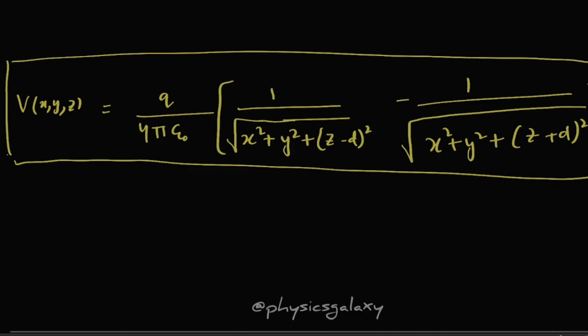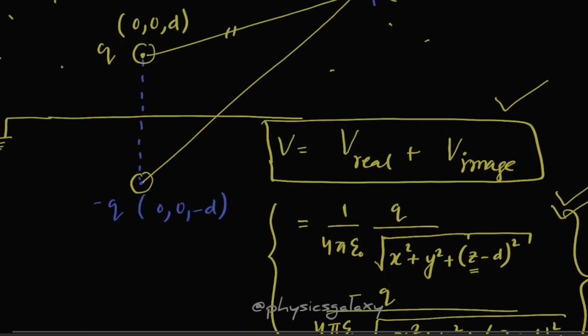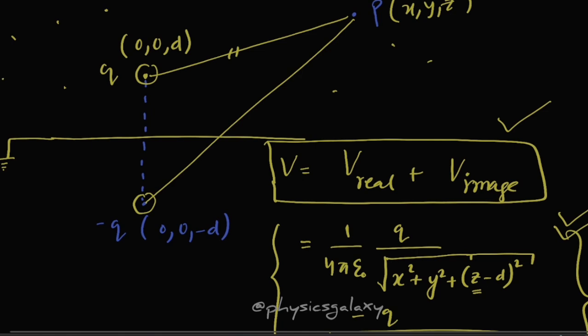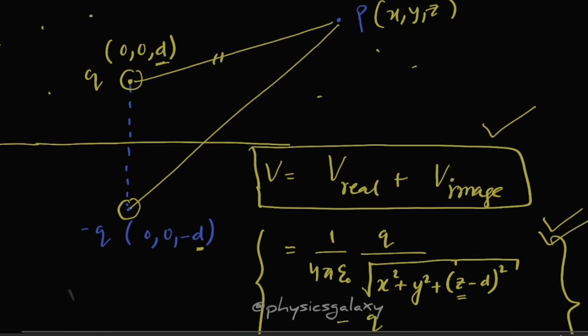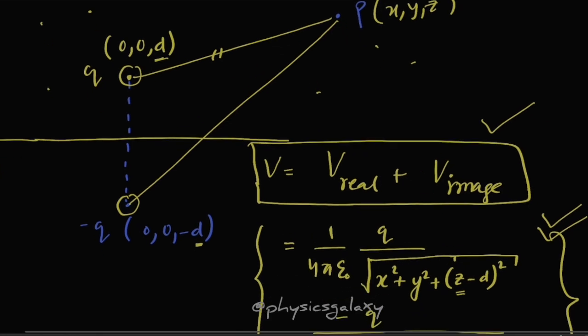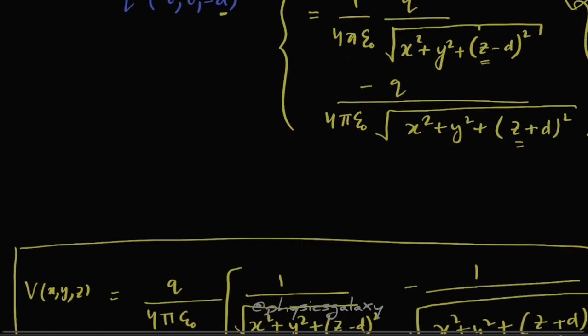So how did we find the solution? We found it just by taking an image charge at the same distance. This was d, we took the image charge at the same distance d away, and we said that it satisfies the boundary condition, and this was the only solution.